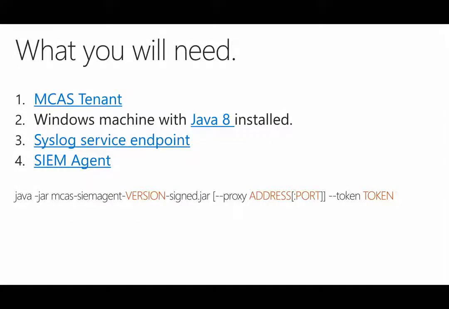You'll need a few things to get started and follow along with this video. First, you will need a Cxp Security tenant. This can be done with a free trial or a paid tenant. You will want that Windows machine with Java 8 already installed. You will need that Syslog service endpoint, and for me, I'm using Kiwi Syslog server, and I've hyperlinked it there in bullet 3. And then finally, you're going to need that SIEM agent, and that can be downloaded from the documentation on docs.microsoft.com, or we'll have an opportunity to download it as we walk through the wizard.